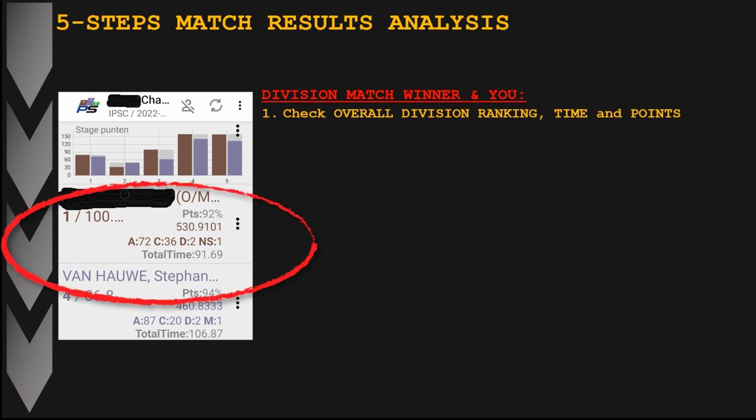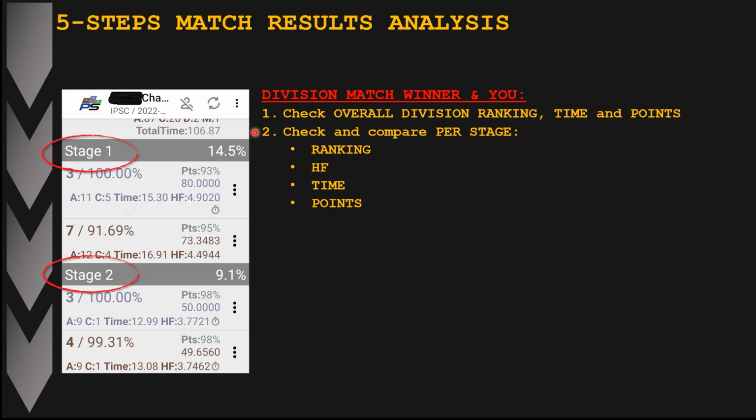So overall, you already have a good idea and a high level view on where you position yourself in comparison to the match winner. Then we actually dig in deeper. So we did an overall analysis. Now we go into the nitty gritty things and we go into the stage.